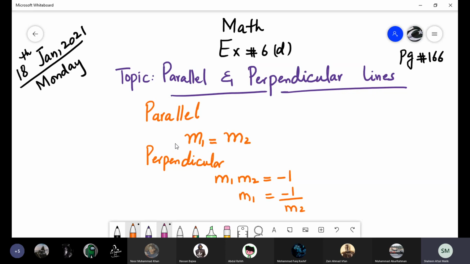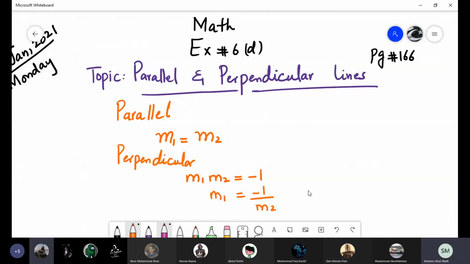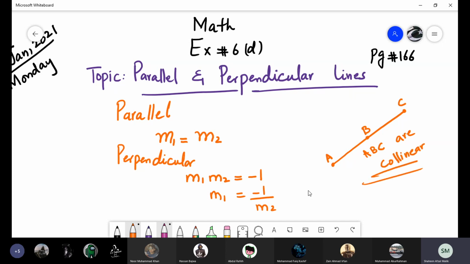So this we have done yesterday, and then I told you about the collinear points. What are the collinear points? They are points that lie on the same line. Three or more points that lie on the same line. Very good. If this is a point A, this is a point B, this is a point C, then we can say that A, B, and C are collinear. Why collinear? Because they lie on the same line.